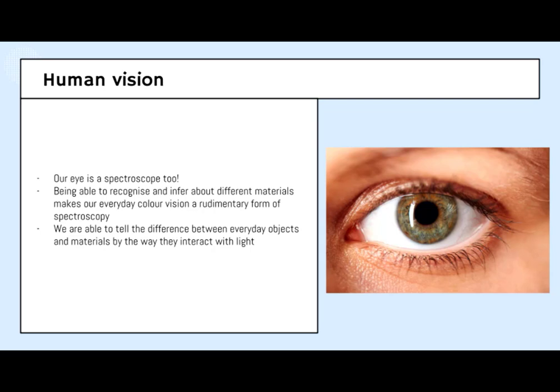Lastly, do you know that human vision is a spectroscope too? Being able to recognize and infer about different materials makes our everyday color vision a rudimentary form of spectroscopy. We're able to tell the difference between everyday objects and materials by the way they interact with light, which is literally what spectroscopy is. These are our references.